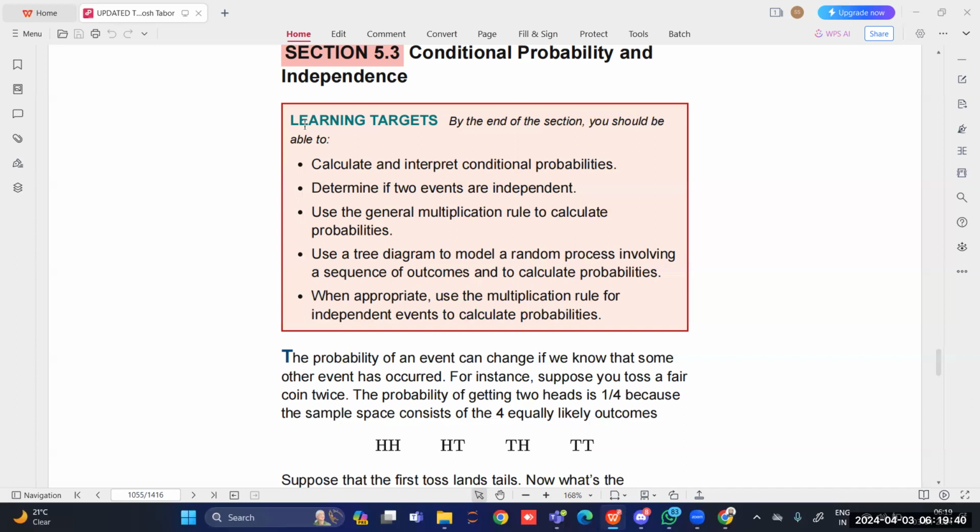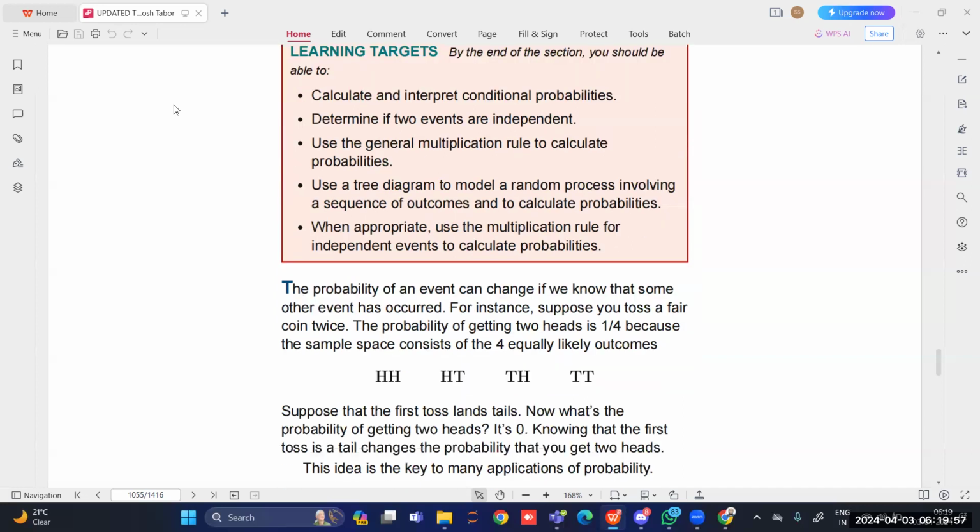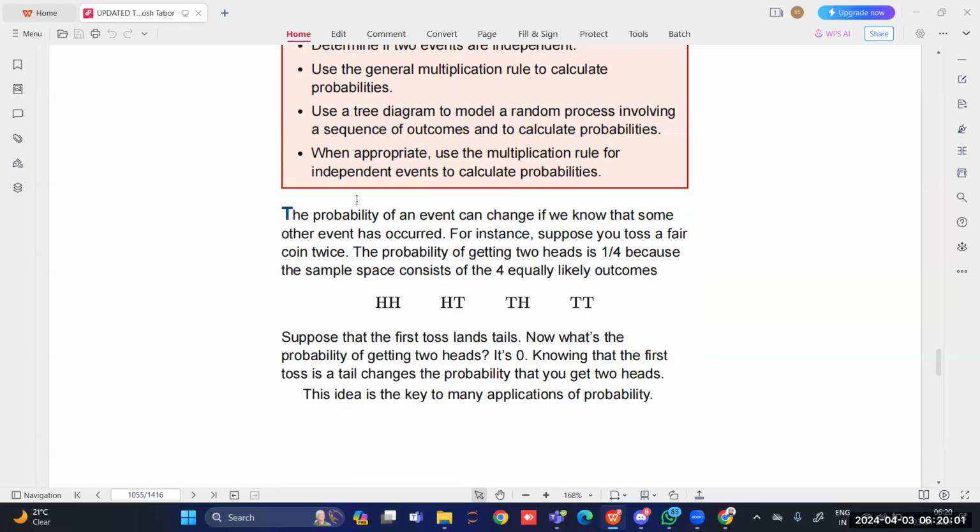I'm back. So conditional probability and independence. I have written there that probability based on some condition is known as conditional probability. We'll see what conditional probability is first, and independence is also a concept in probability, so we'll see it further. So the probability of an event can change if we know that some other event has occurred.